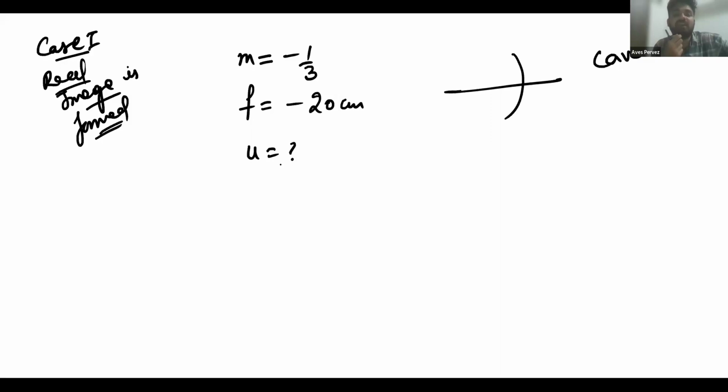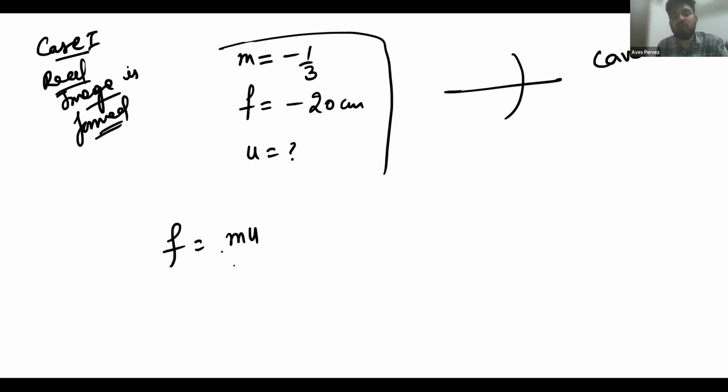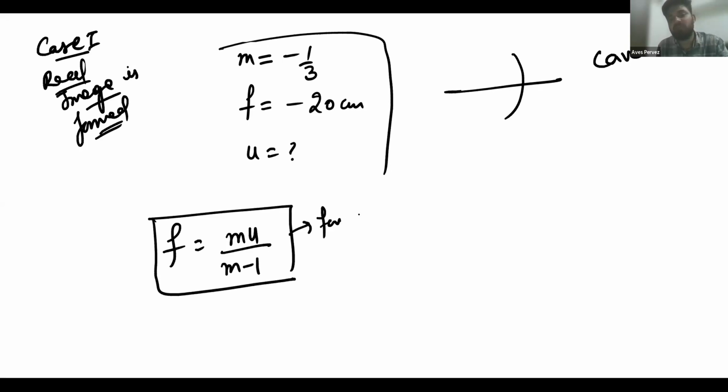Like considering that it is a concave mirror, so the magnification will be taken as -1/3 and focal length will be taken as -20. Okay, and U, what's U? You need to calculate the value of U. So you have written the formula that shows the relation of F, M and U, that is F is equals to mu upon M minus 1. You have written this formula for the mirrors.